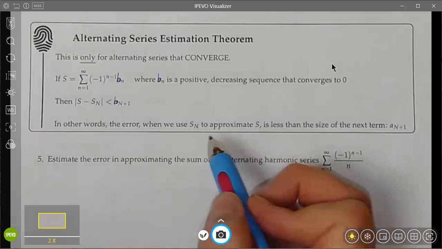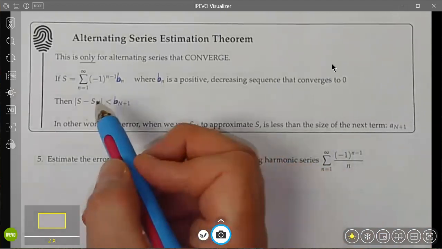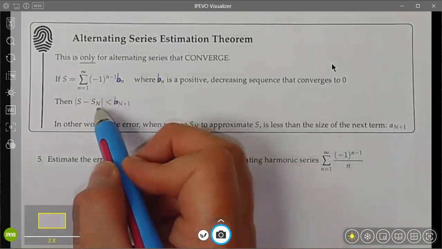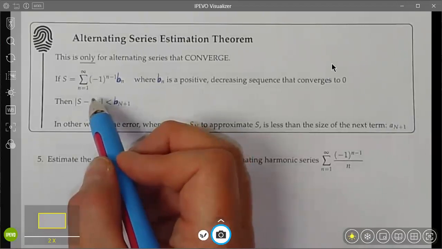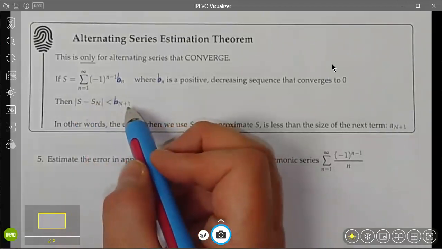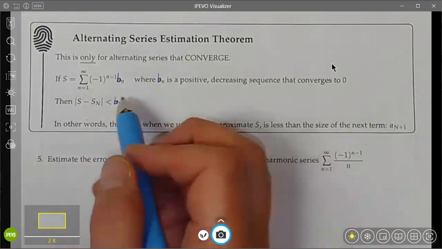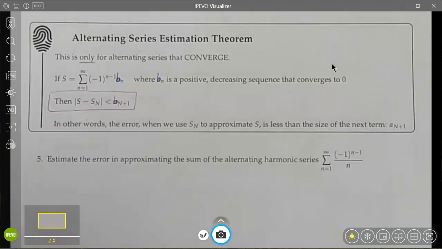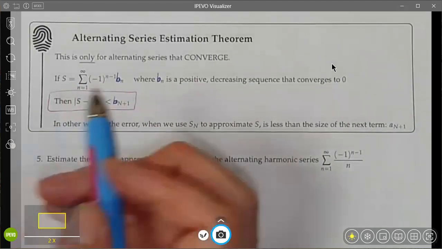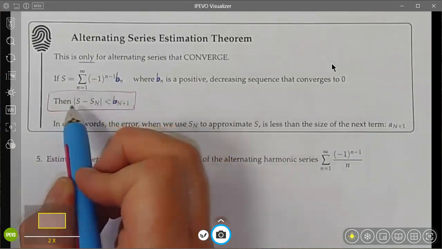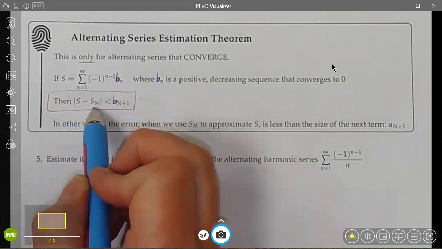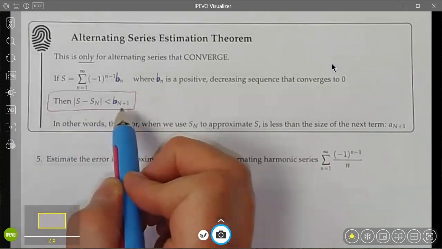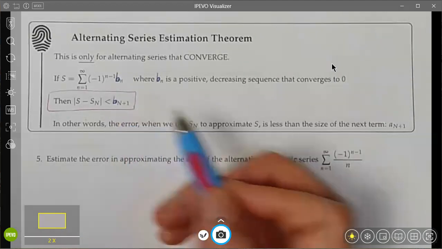So, for example, if I wanted to find the 100th partial sum, it would be off by no more than the 101st term in the sequence. So this theorem states that the absolute value of s minus s sub n, the magnitude of the error between the true sum and a partial sum, is less than the n plus 1 term in the sequence.